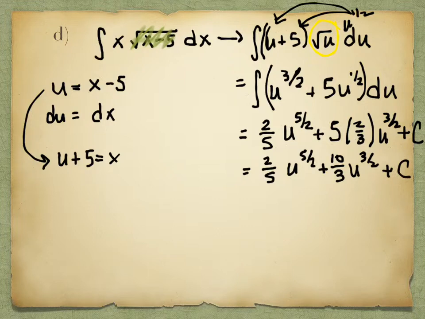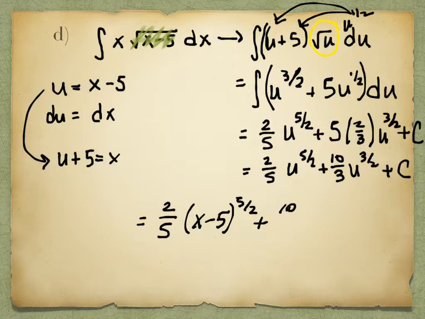Am I done? What's missing? Right, I started the problem in terms of x. I need to end the problem in terms of x. So I'm going to need a little more space. Move over a little bit. Here's my 2/5. U is x minus 5, so this is x minus 5 to the 5 halves, plus 10 thirds, and you have x minus 5 to the 3 halves, and then plus C.